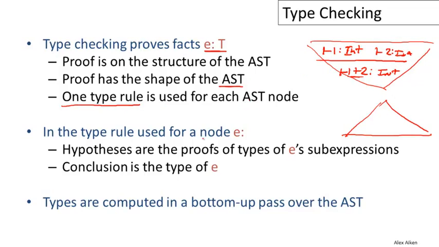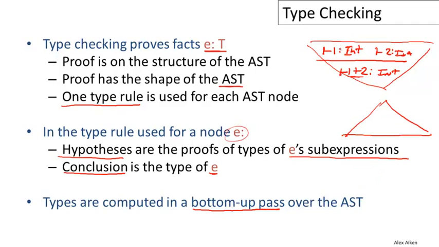And in general, for the type rule used for a particular node of the abstract syntax tree, the hypotheses are going to be the proofs of the types of E's sub-expressions. So whatever expressions make up E, we're going to need types for them first, and the conclusion at that particular node will be the type of the entire expression E. And in this way, you can see that types are computed in a bottom-up pass over the abstract syntax tree.